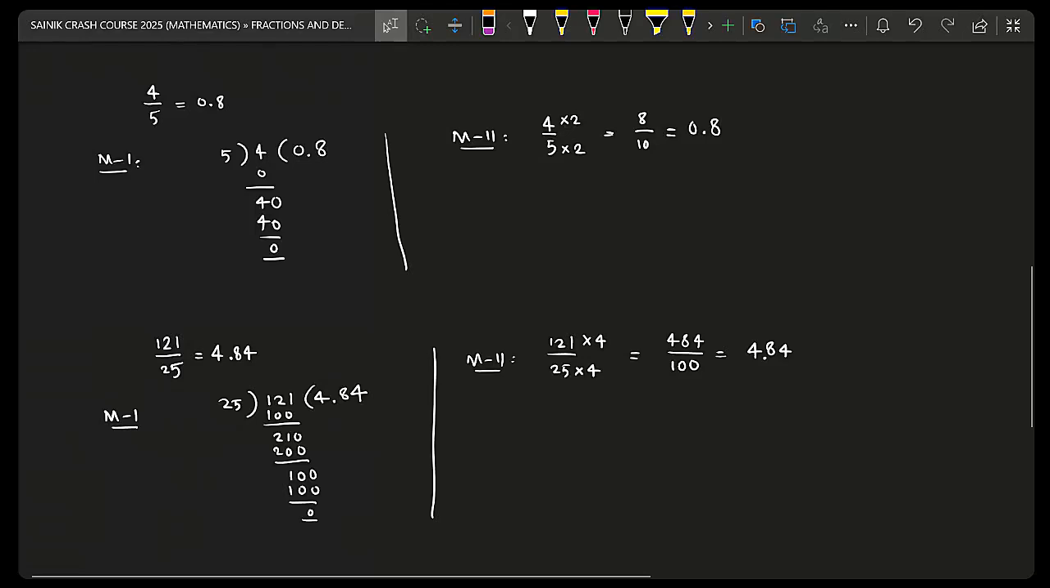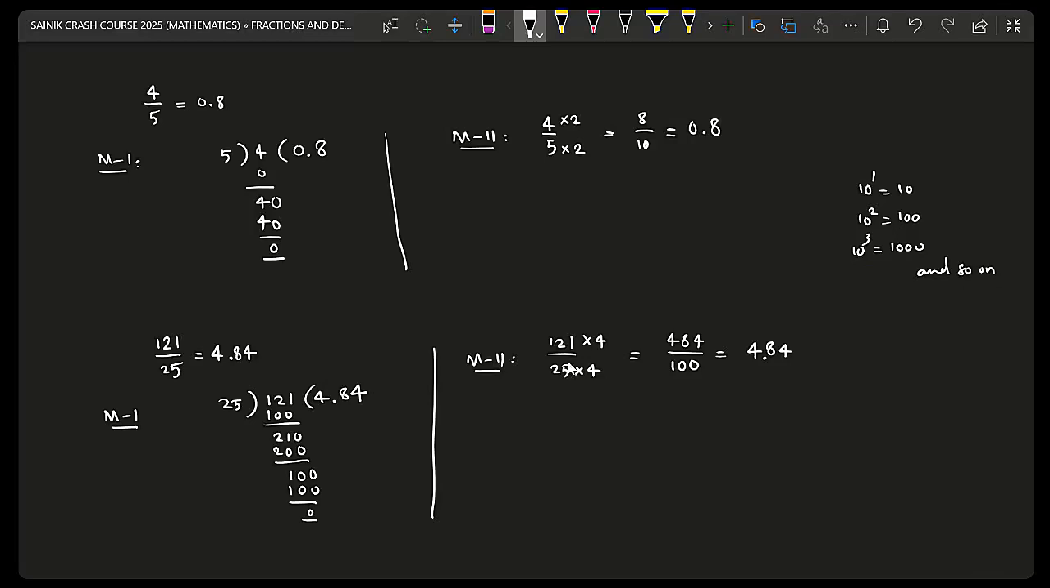See, method 2, what you need to do is, first we have 121 by 25. What is the denominator, ma? 25, right? I want to convert this 25 into any 10 power. You know what are 10 powers, Sudeshna? I explained already. 10 power 1 is 10. 10 square is 100. 10 cube is 1000 and so on. So these are 10 powers.